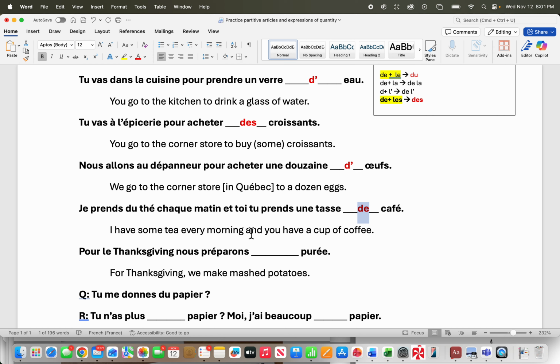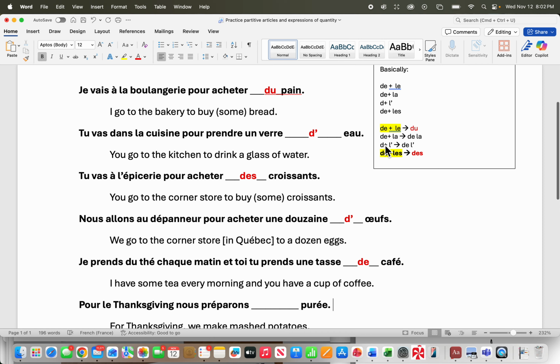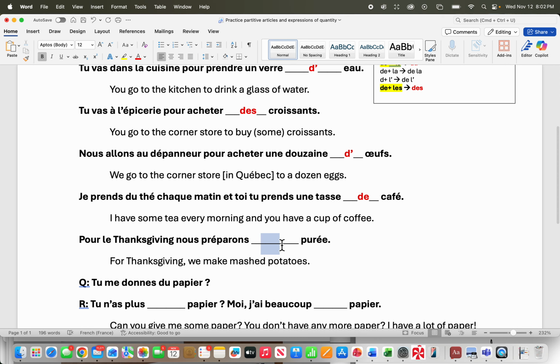Pour le Thanksgiving, nous préparons purée. Well, this looks feminine, and it is feminine. We make mashed potatoes. Are mashed potatoes countable? No, they're not. So we're going to use de plus la. So we're going to say de la purée. And look at this sentence. For Thanksgiving, we make mashed potatoes. What I'm intending here is, yeah, we make some mashed potatoes.